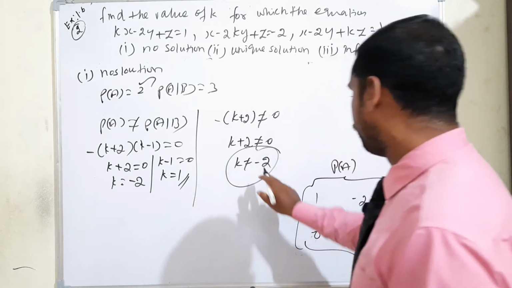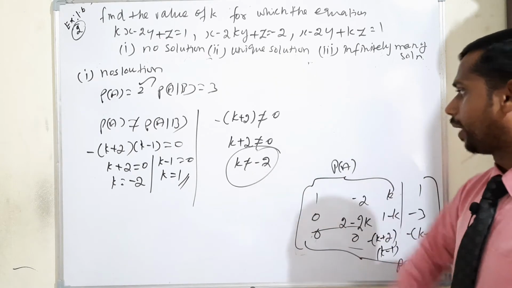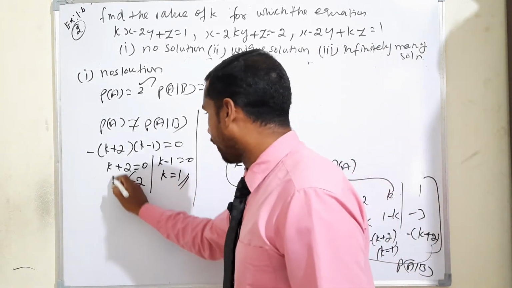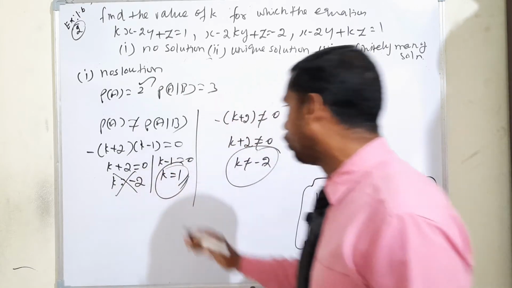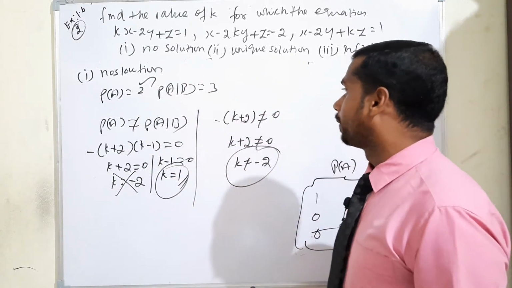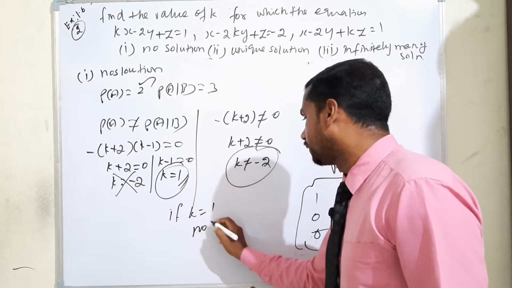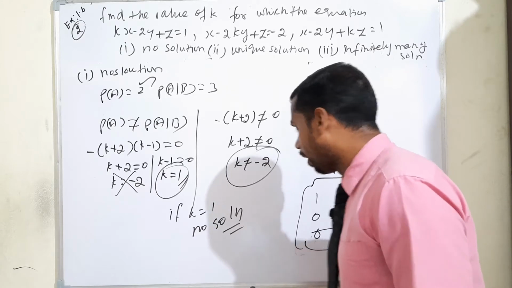So definitely only one value will come. One value is never to come in these places. What is the value? Minus 2 comes. So here already minus 2 is there. Definitely if k is equal to 1, we can say rank of A is not equal to rank of A with B, which is 3. What is the condition? If k is equal to 1, we can say it is no solution. How? I will show you.